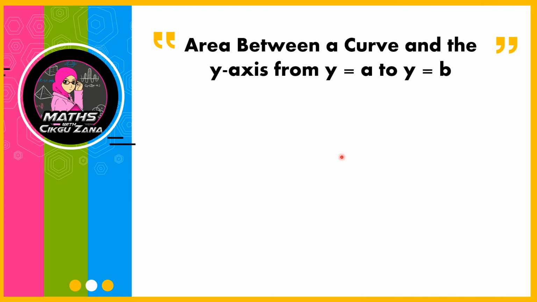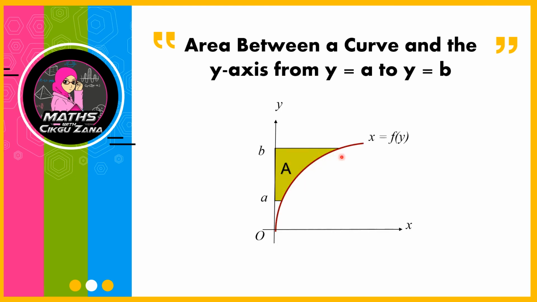To find the area of a region bounded by the curve x equals f of y, the y-axis and the lines y equals a and y equals b, the area is given by the definite integral of x from y equals a to y equals b.